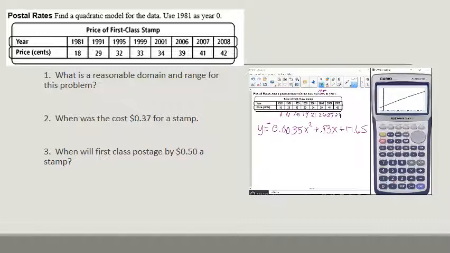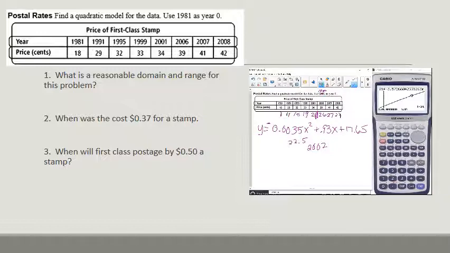So we're asked, when was the cost for the stamp 37 cents? So we know a y value, we want to know the x value. So we're going to go G-solve, which is above F5, more, and we're going to do X-calc. We're going to put in a y value of 37, and it's going to tell us 22.58, so about 22.5, we're just going to say. And that's 22.5. So year 22.5 is going to be 2002. It would be 37 cents.